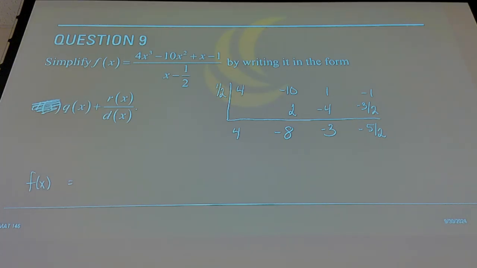What's the quotient? 4x squared minus 8x minus 2. And the remainder? Negative 5 over 2. What's the divisor? x minus 1. Now what's the problem? It can't be negative in the denominator. Yes, again. What's the problem? It's supposed to be plus R. Well, if R is negative, then it just becomes minus, so that's fine. That's still plus R over d of x.